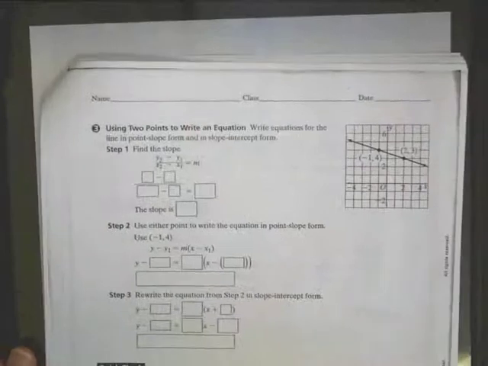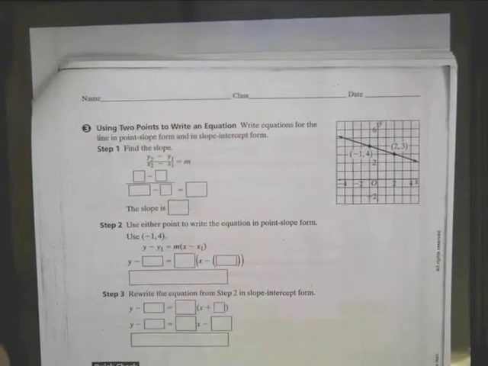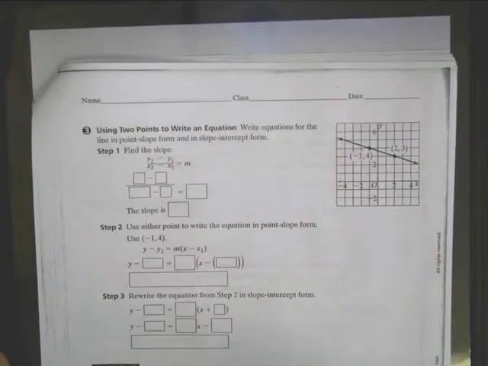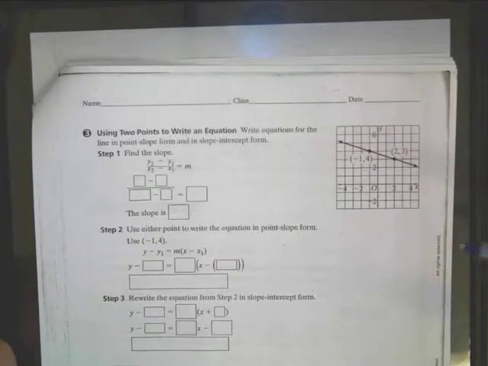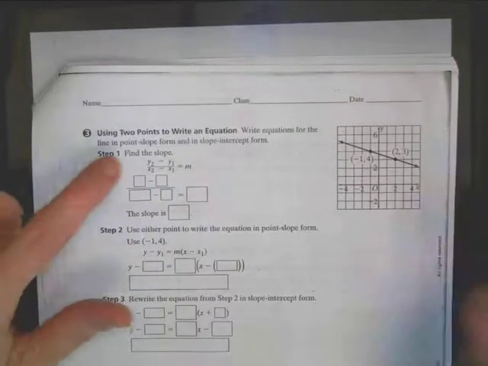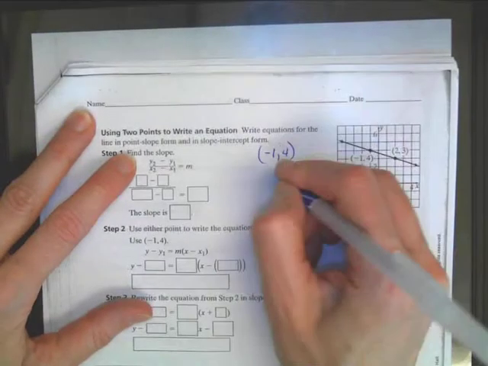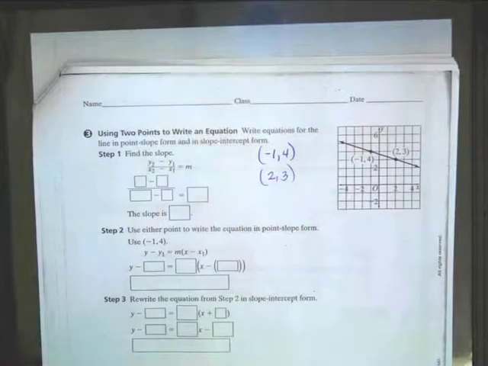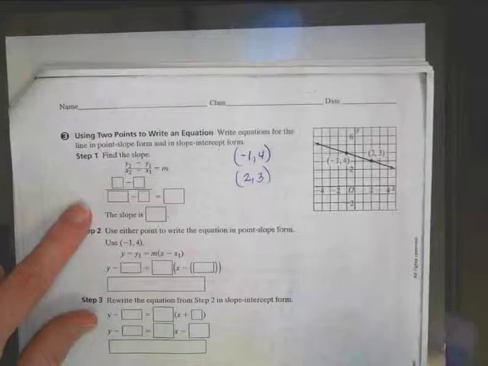Okay, now let's go using 2 points to write an equation. Example number 3. It says write the equation for the line in point-slope form and in slope-intercept form. Okay, now we need the 2 points here to figure out the slope. We'll do it mathematically. If you already have a graph, remember you can do it by counting as well. But my two ordered pairs are negative 1, 4 and 2, 3. Okay, so I'm just going to jot those down there so I don't lose them. They're right here as well.